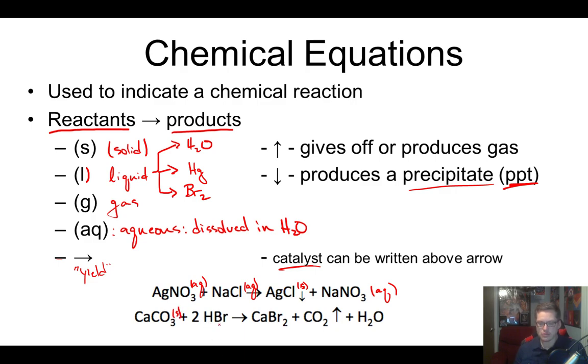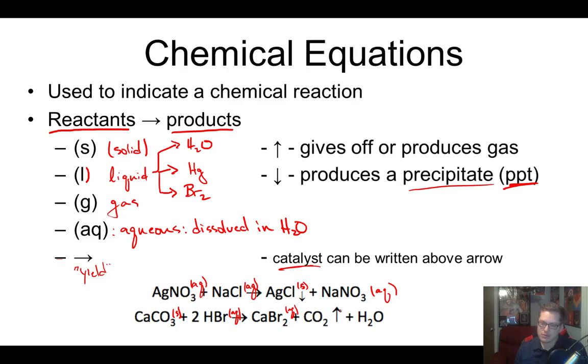And then this is hydrobromic acid, and all acids will always be aqueous because you never want a solid acid. That's crazy. All right, and then calcium bromide. Okay, so this would also be aqueous. We'll talk more about how to predict these things later.